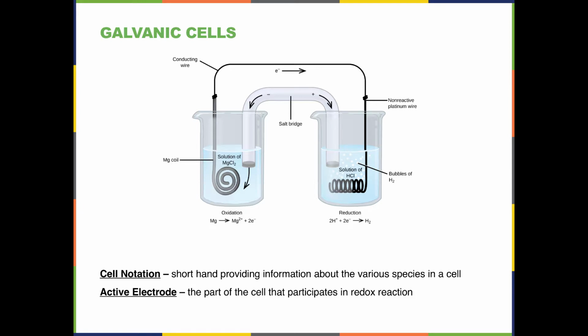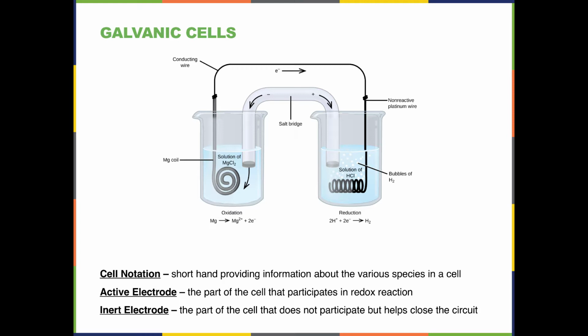Active electrodes are the parts of the cell that actually have either oxidation, in this case on the right or on the left, or reduction going on. So the active parts are part of what's in the notation, but then there are inert parts or inert electrodes. They are things that are in the cell but do not participate in the oxidation reduction reaction, and they merely act to complete the circuit.